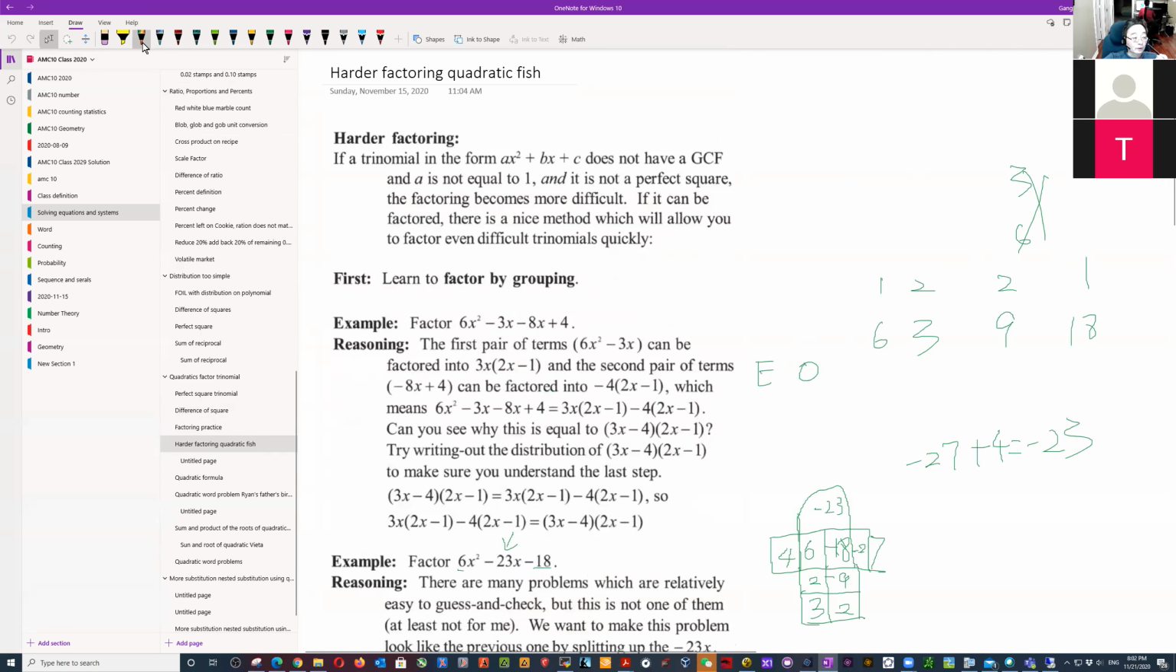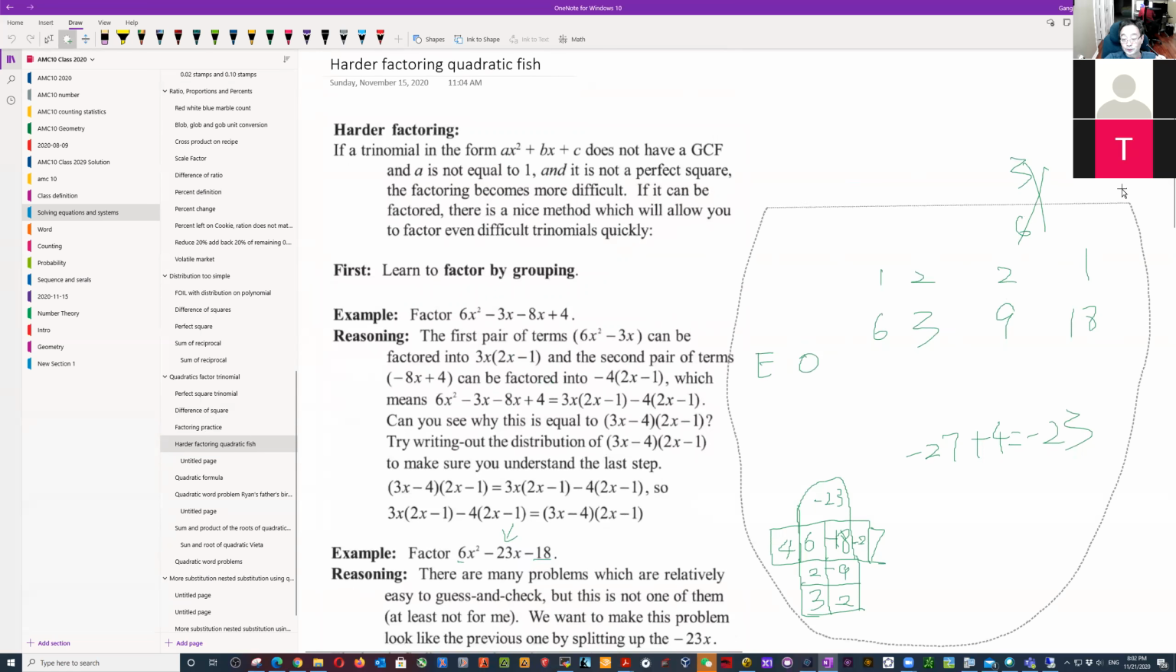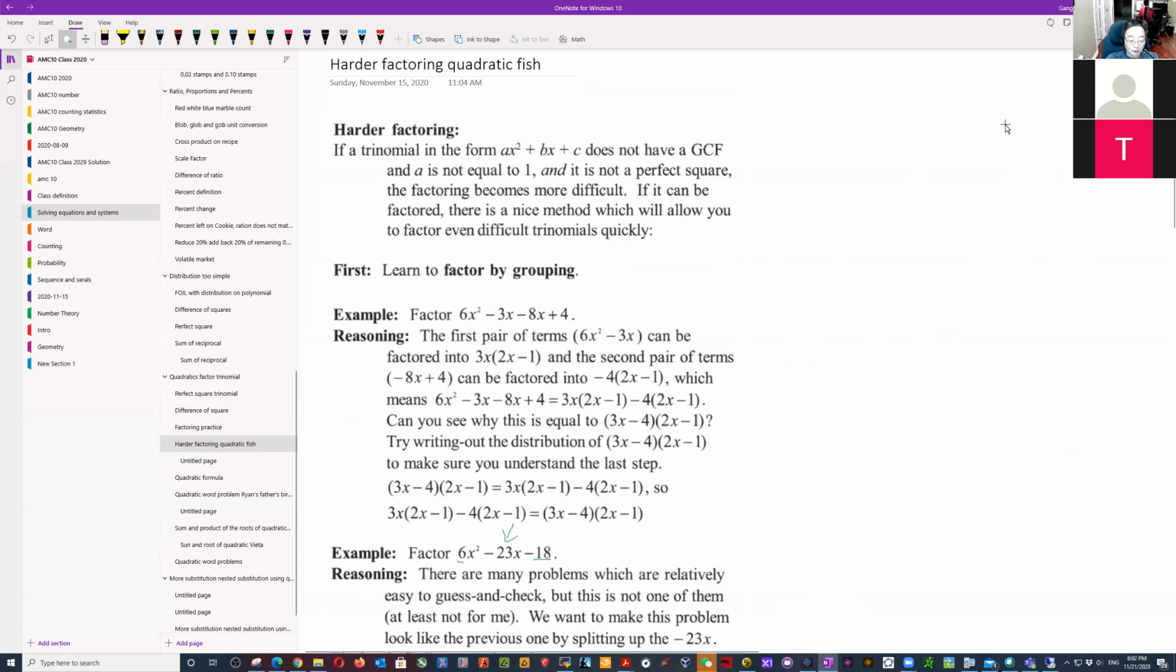Let me clear out some garbage and begin with the harder ones. For example, this is a harder one. This harder one is 6x squared minus 23x minus 18 equals 0. How are we going to factor this?